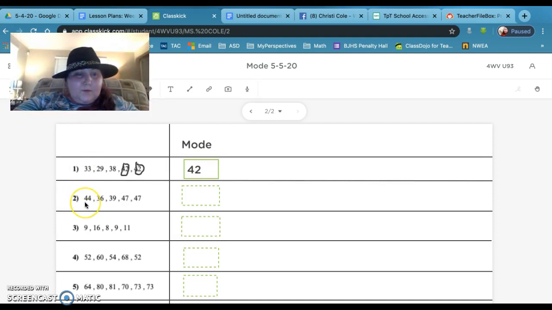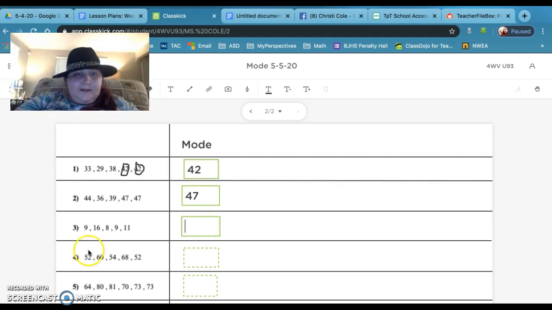Let's look at number 2. Number 2, we have a set of numbers: 44, 36, 39, 47, and 47. 44 is listed once, 36 is listed once, 39 is listed once, but 47 is listed 2 times. So that is the mode, because 47 is listed the most. Mode equals the most number. So I'm going to click in 47.